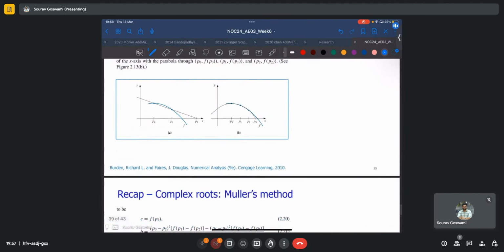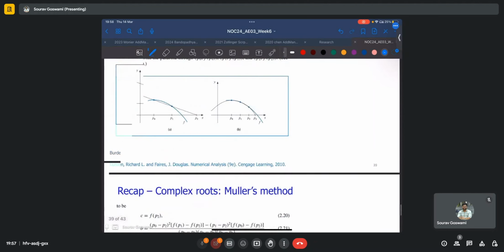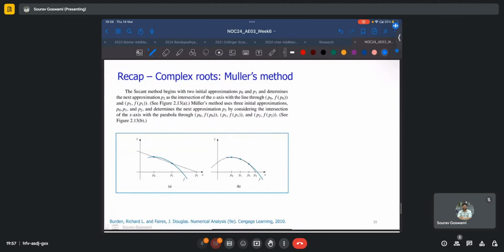And a method which actually implements this is Mueller's method, which is illustrated here. So we recollect how the secant method actually begins with two initial approximations p0 and p1 and determines the next approximation p2 at the intersection of the x-axis of the line through (p0, f(p0)) and (p1, f(p1)). Now Mueller's method instead starts with three initial approximations p0, p1 and p2 and determines the next approximation p3 by considering the intersection of the x-axis with a parabola through the points (p0, f(p0)), (p1, f(p1)) and (p2, f(p2)).